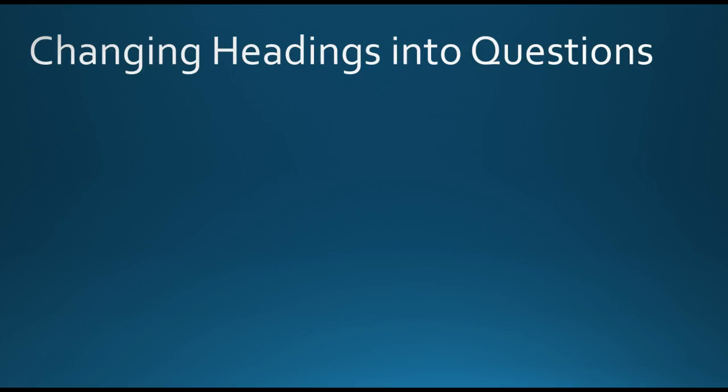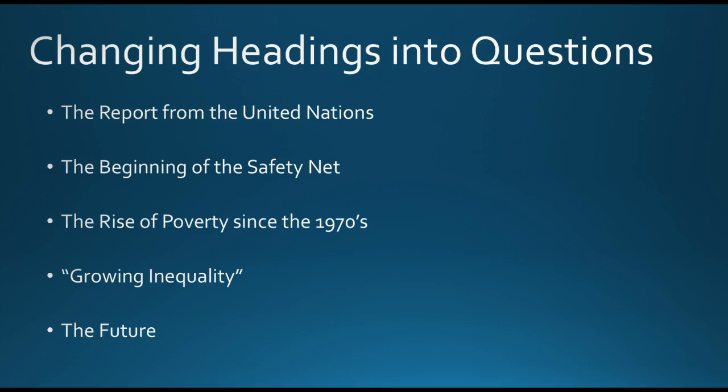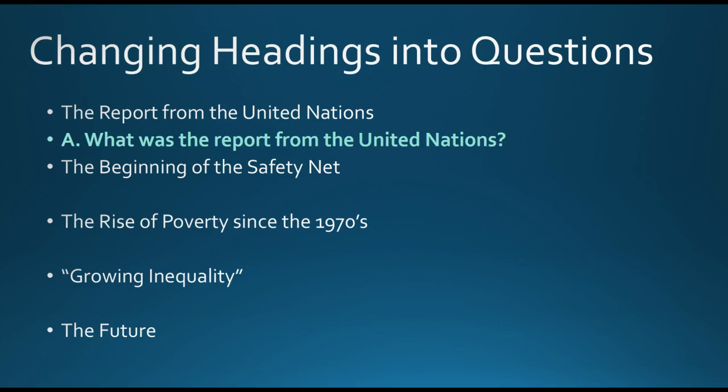Well, the next thing we're going to do is turn the headings into questions. And you'll notice there are 6 headings: the report from the United Nations, the beginning of the safety net, the rise of poverty since the 70s, growing inequality, and the future. Actually, there are 5. So what we're going to do is turn these into questions by adding who, what, where, when, why, or how. And you can do this right on the article. For example, what was the report from the United Nations? That can become our first heading, our first question.